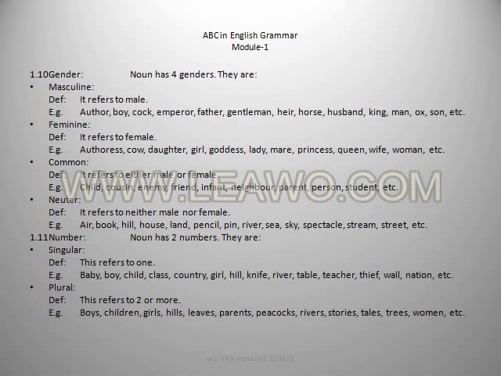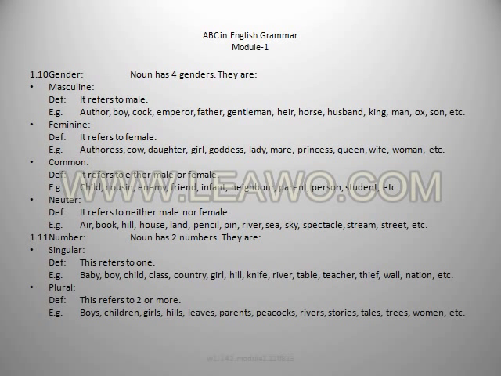Feminine gender refers to female. Example: authoress, cow, daughter, etc. Common gender refers to either male or female. Example: child, cousin, enemy, friend, etc. Neuter gender refers to neither male nor female. Example: ear, book, hill, house, etc.